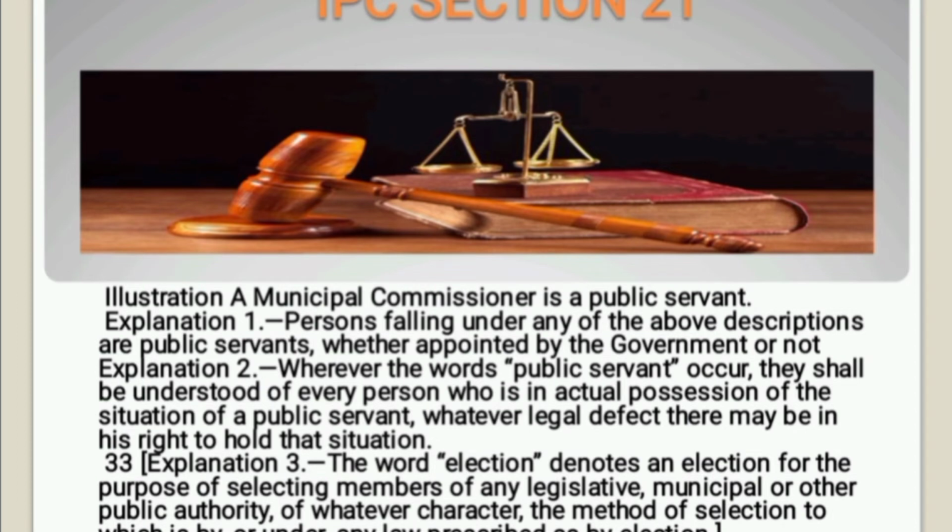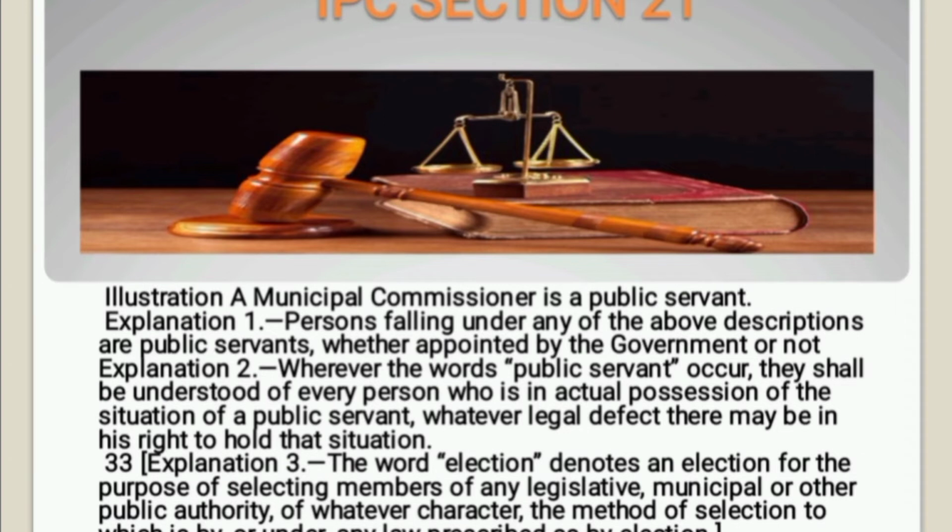Explanation 1. Persons falling under any of the above descriptions are public servants, whether appointed by the government or not. Explanation 2. Wherever the words public servant occur, they shall be understood of every person who is in actual possession of the situation of a public servant, whatever legal defect there may be in his right to hold the situation.